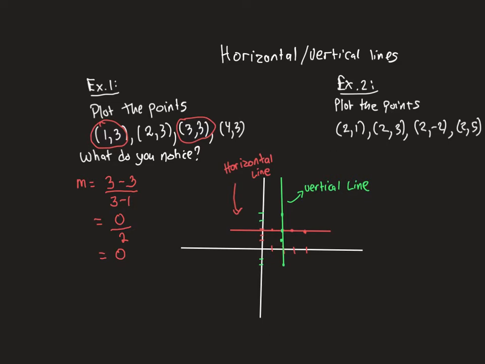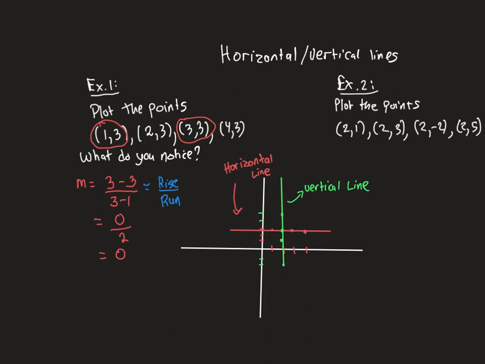Now remember, slope is also rise over run. And if we're looking at this graphically, in this horizontal line, it's running a lot, but there is no rise. It's not going up or down. So it makes sense that you should have 0 on the top because there's 0 rise, and 2 on the bottom because we are running. So the slope is 0.